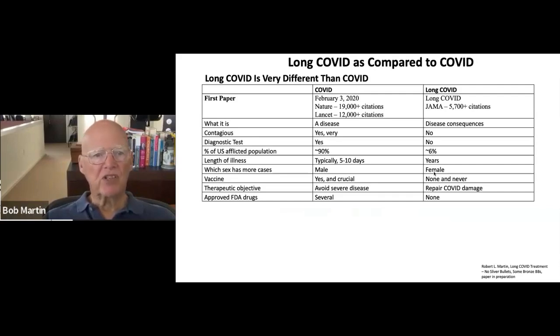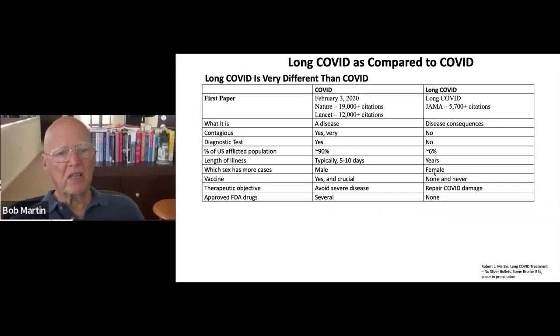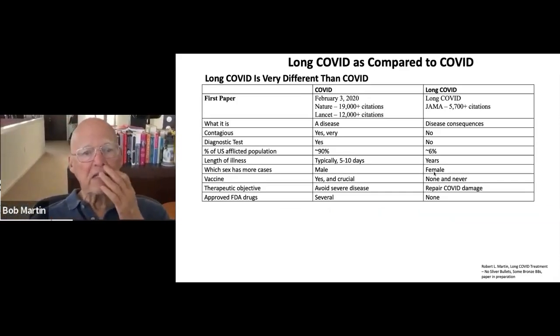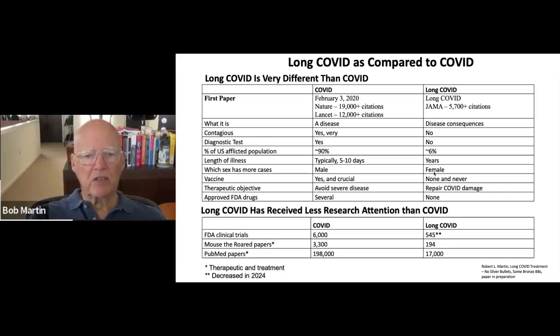One's a disease, one is a consequence, one is contagious, one isn't. One you can figure out by a test. See the length of illness. Interestingly, females have more of it than males. Vaccine helps one. Therapeutics can help avoid damage. All you do is repair it, and there are approved FDA drugs, some and several.